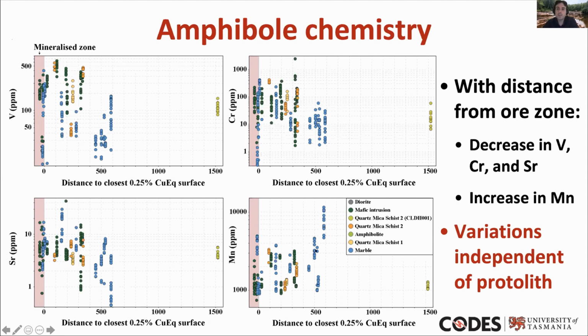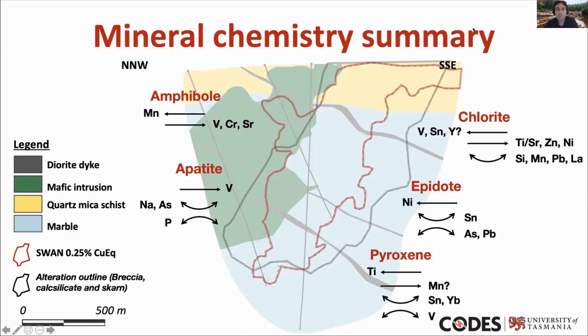So really what we see is that with distance from the ore zones, there's a decrease in vanadium, chromium, and strontium in amphibole, and an increase in manganese. And all these variations are independent of the protolith. This is something that we wanted to check, to make sure that there's no effect of protolith, and we see these trends happening that are not associated with the deposit or the rock type.